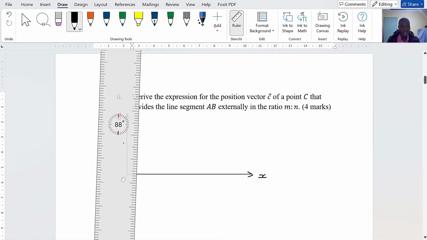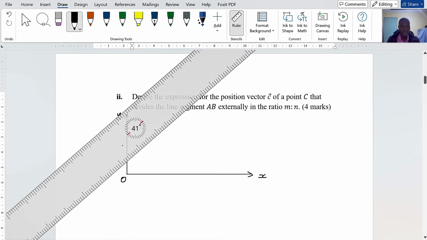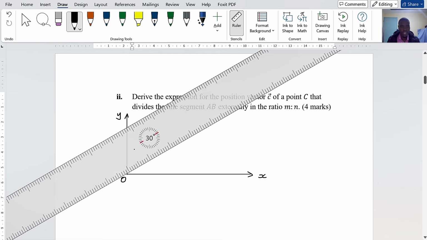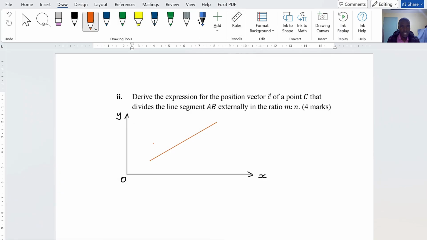Now we need our segment, which is AB. We'll have it somewhere in orange, just the way we did before. That is my segment. Good. Now once I have my segment, I need to put the positions. Now we have our A, and then we have our B.